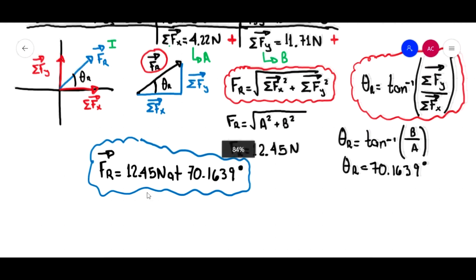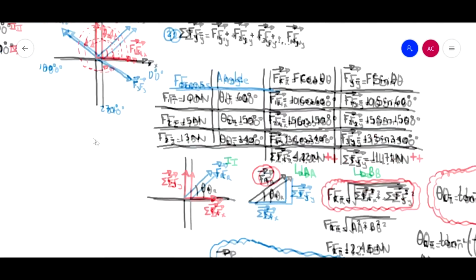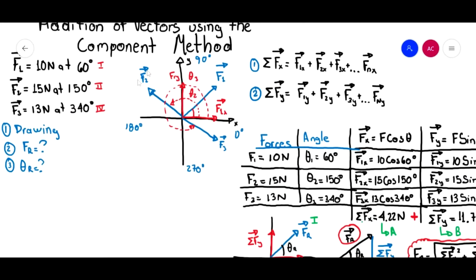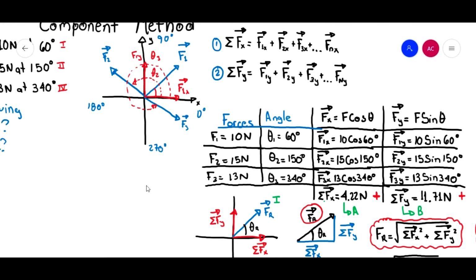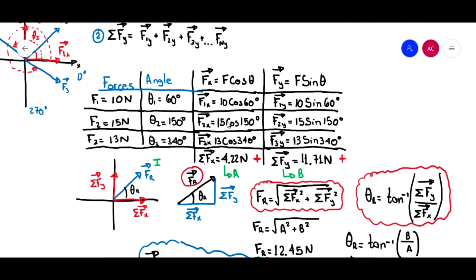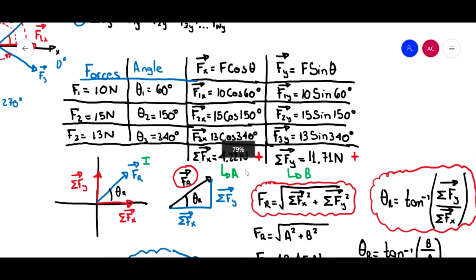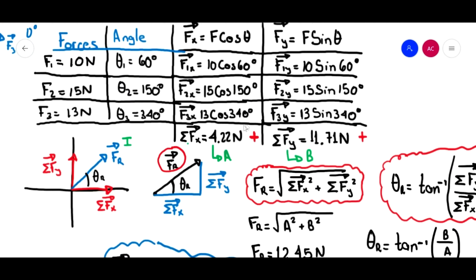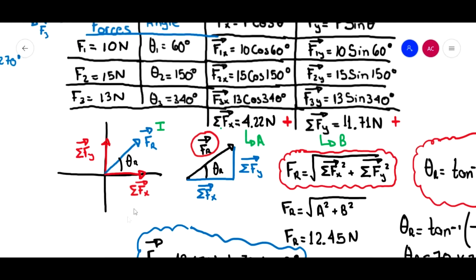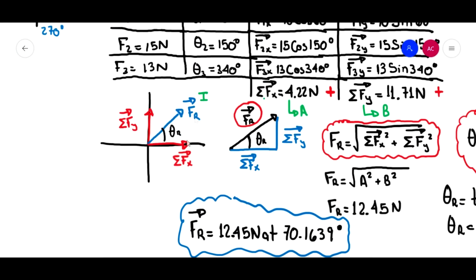So let's see it again. Remember, I got three forces over here. So this is the drawing. I'm going to add them. I'm going to add the horizontal components and the vertical components. Once I do it, I need to locate these two components in a Cartesian plane. In this case, these two were positive. So that means the resultant force is in the first quadrant.